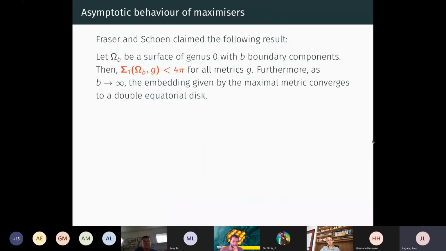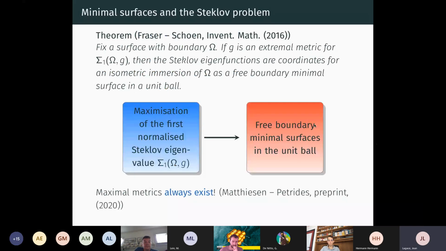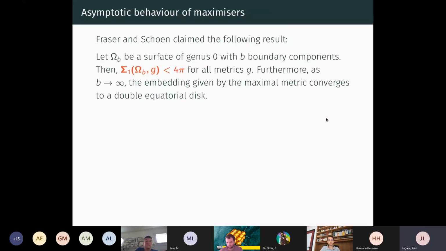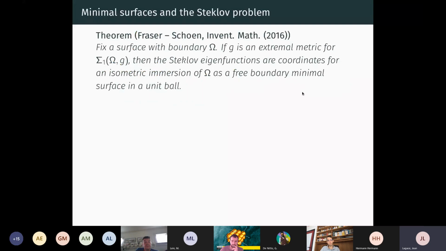Now, we can ask how those maximizers that we find with this method, how do they behave? And they claimed in that same 2016 paper that the following result holds. If I start with a surface of genus 0 with B boundary components, then necessarily with any metric, this first normalized Steklov eigenvalue is smaller than 4 pi. And as B goes to infinity, the embedding given by the maximal metric converges to a double equatorial disk, so it will collapse to 2 disks coming on top of each other. Now, of course, this is not the behavior that we see from any of these examples here.